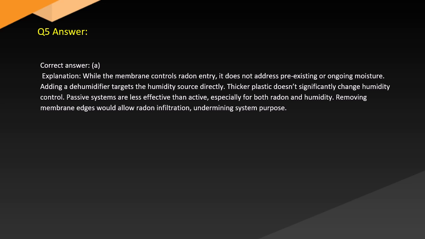Thicker plastic doesn't significantly change humidity control. Passive systems are less effective than active, especially for both radon and humidity. Removing membrane edges would allow radon infiltration, undermining system purpose.